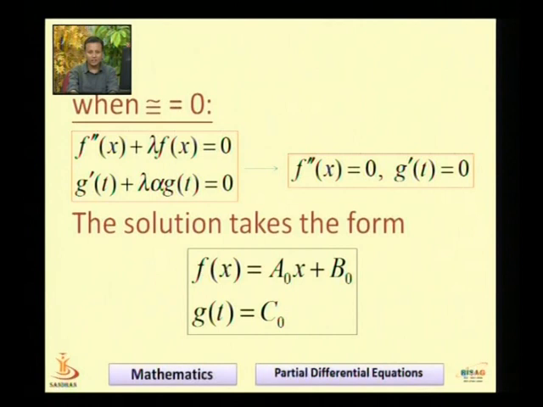Next is when lambda equal to 0. Both ordinary differential equations take the form f double dash x equal to 0, that is d square operated on f x equal to 0, where d is d by dx, and g dash t equal to 0, that is d by dt of g t equal to 0. So the solution of the first equation f double dash x equal to 0 is a0 x plus b0, and g t equal to c0, where a0, b0, c0 are arbitrary constants.